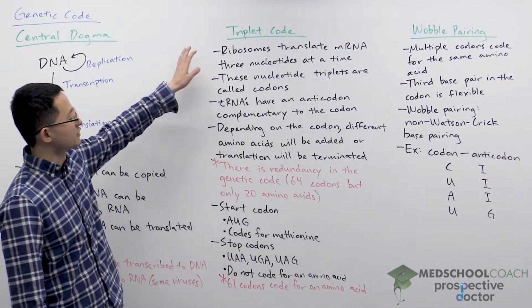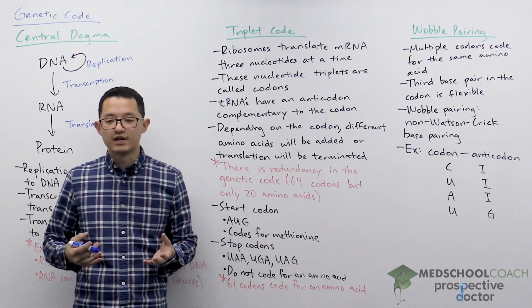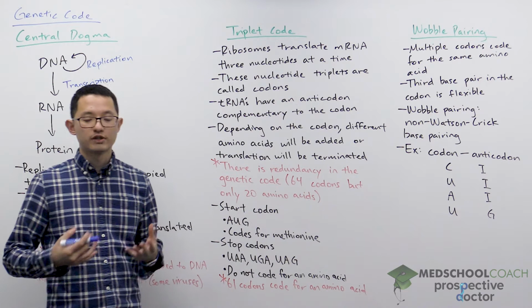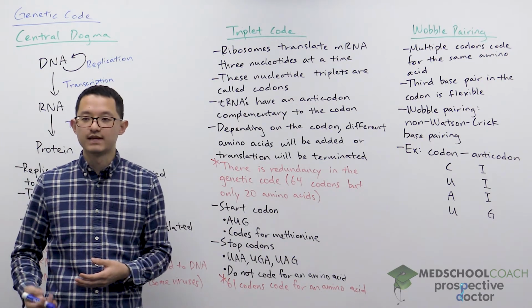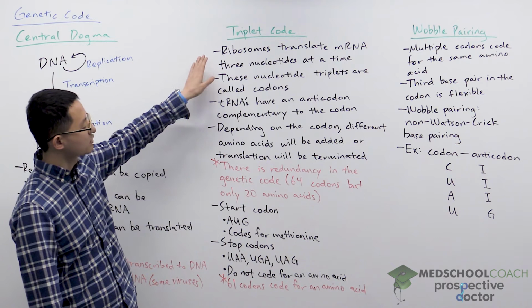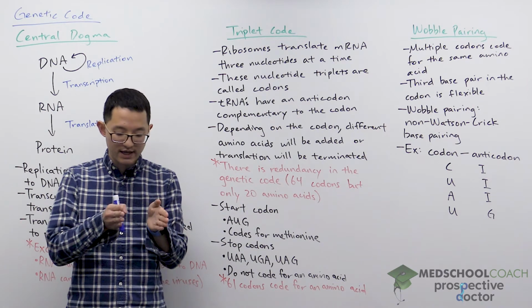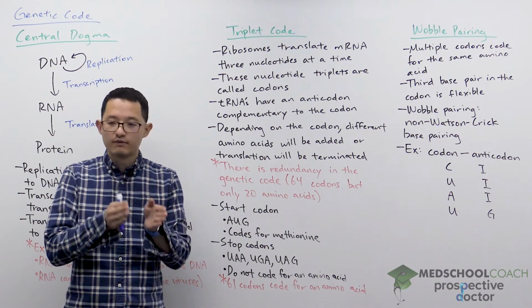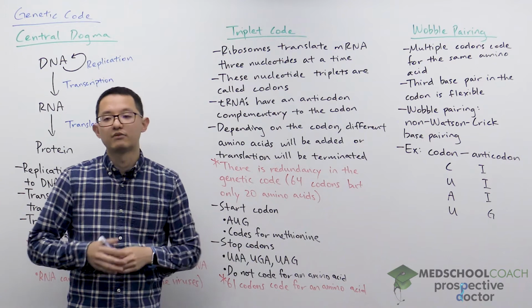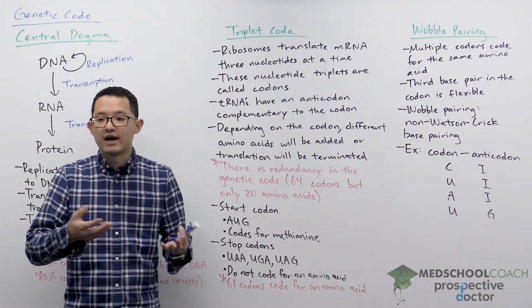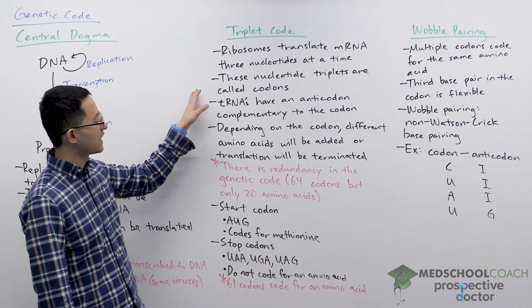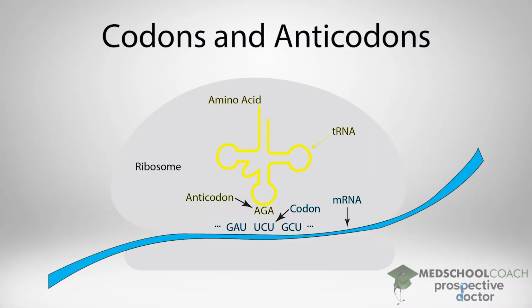So the way it works is there's a triplet code. So ribosomes are responsible for translating mRNA into proteins. And the way ribosomes work is that they translate mRNA 3 nucleotides at a time. So essentially they'll look at 3 nucleotides, and whatever those 3 nucleotides are, it will tell the ribosome which amino acid to add. And the way that works is that, well, first, these nucleotide triplets, these are called codons. So essentially, each codon will code for a particular tRNA or a stop signal.